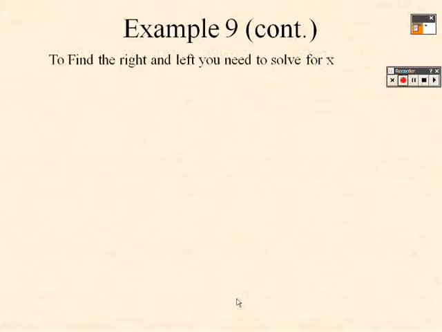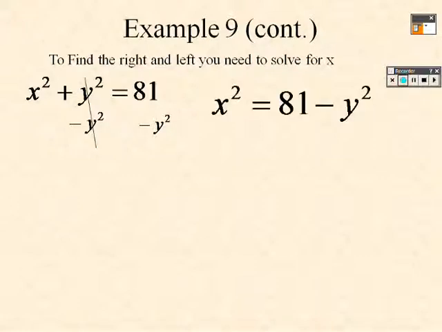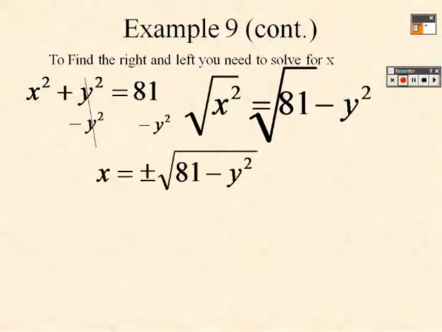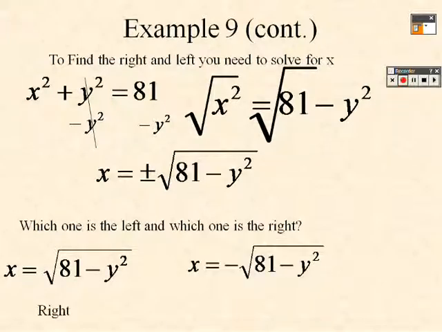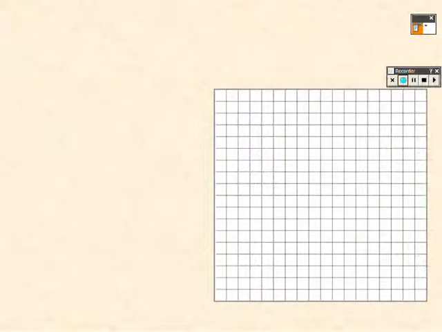But we need to find the left and the right now. So to find the left and the right, if we solved for y to find the upper and lower, now we're going to solve for x to find the right and the left. So when I solve for x, I square root it once again, you get plus or minus. Which one do you think is the right and the left? Well, positive is going to be your right side, just like the positive area of the quadrants, right? And the negative is going to be the left.